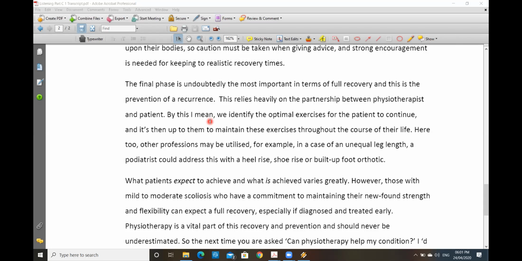Does it mean that the physiotherapist still works with the patient? No, he clarified: by this I mean we identify the optimal exercises, and it is then up to them to maintain these exercises throughout the course of their life, because the final phase is throughout the course of their life. And then again, as one supporting detail, they said may be utilized. So it is not a very important part, or something on which the success depends. If it is needed, it is to be utilized.